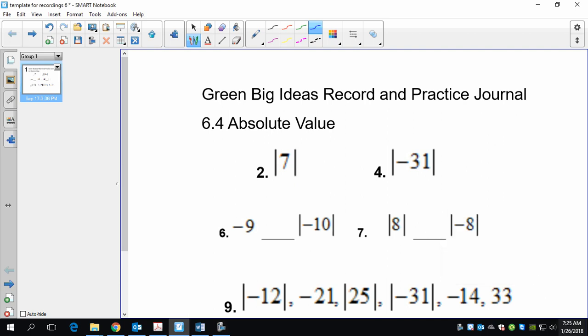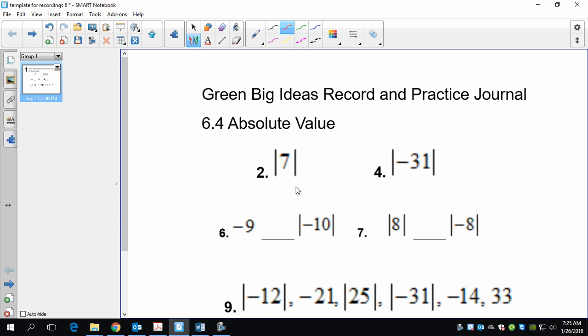We are working in the Green Big Ideas Record and Practice Journal, and today we are working on 6.4 and we are working on absolute value. And I have a whole bunch of problems here today dealing with finding absolute value and then comparing and ordering absolute value. The absolute value symbol is just the two lines and the numbers inside the two lines.